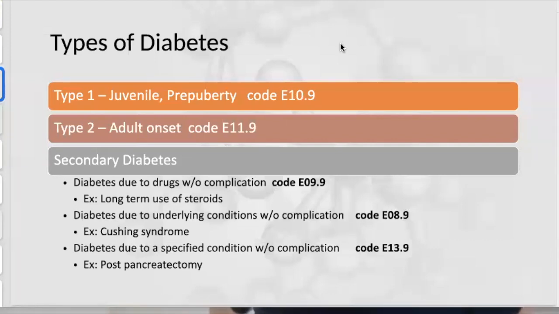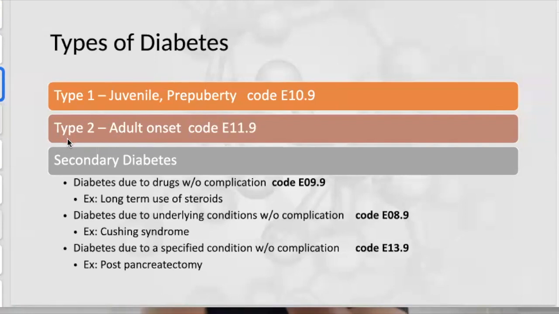Okay, type 1. This is juvenile or pre-puberty diabetes, which is coded to E10.9. This is the unspecified diabetes, guys. Now, the next one is type 2, which is the adult onset. The unspecified code for that is E11.9.